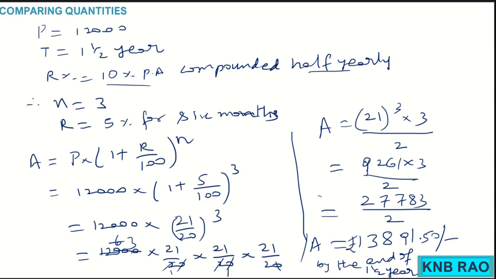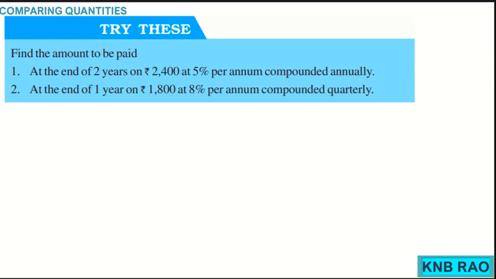Now, children, here I am giving you homework for you. Homework for you is at the end of second year on 2,400, 5% per annum compounded annually. See, compounded annually for 2 years. You know how to find. N equals to 2 and R equals to 5% only.